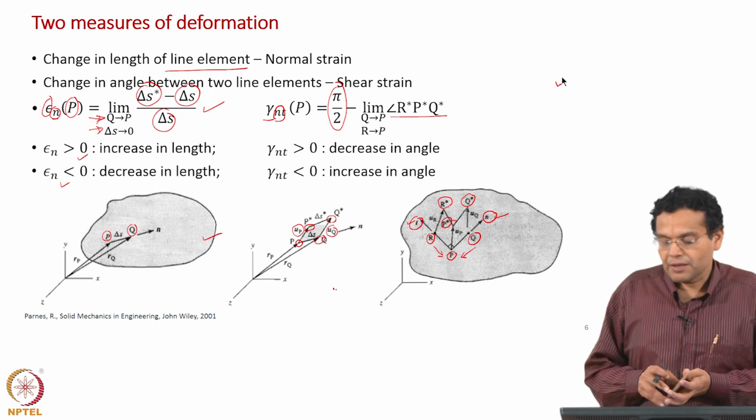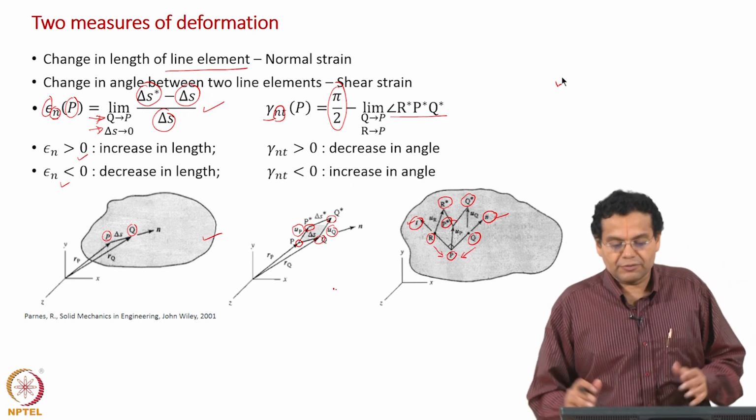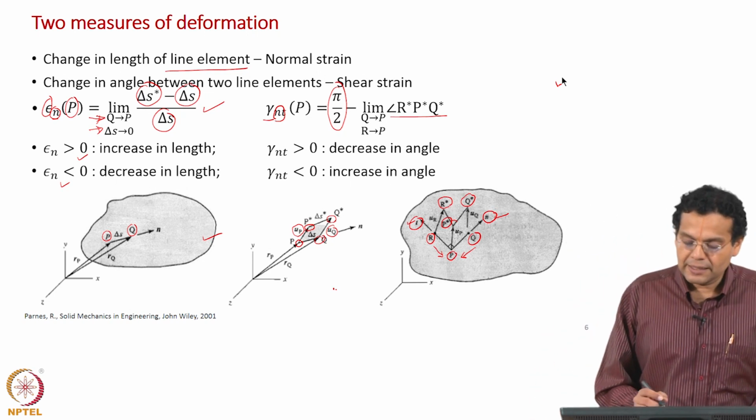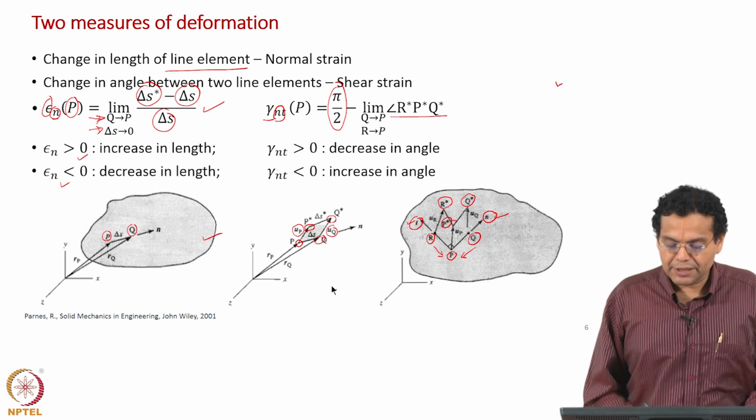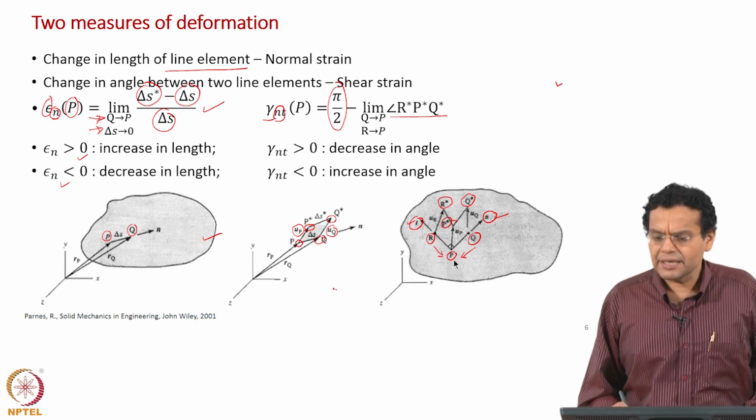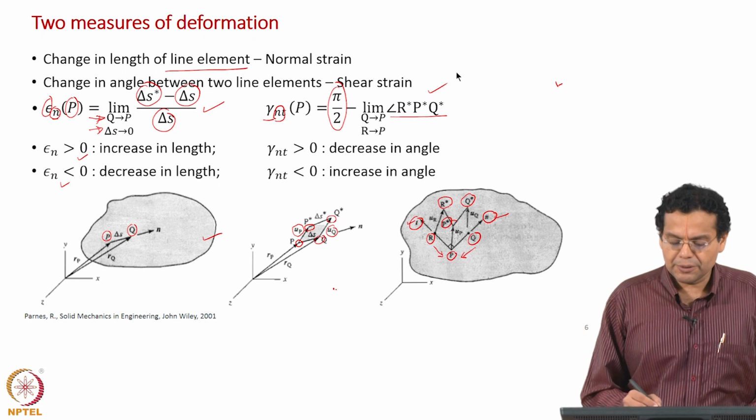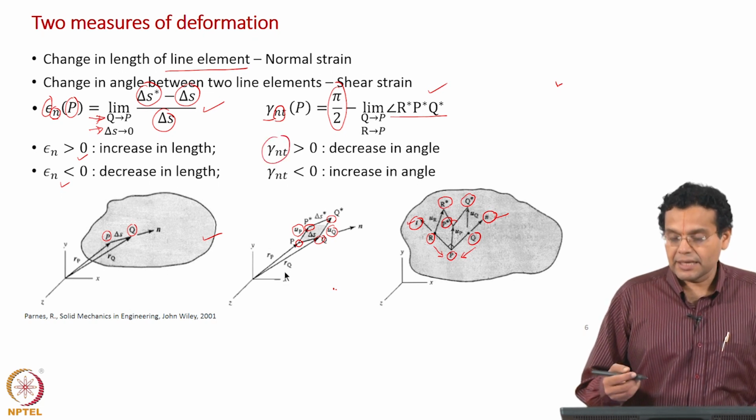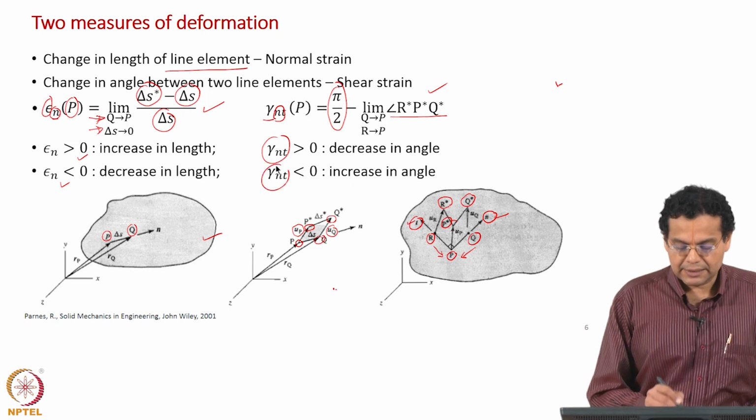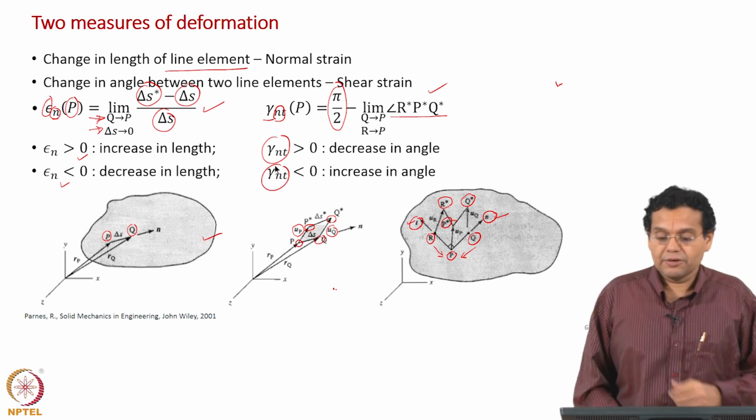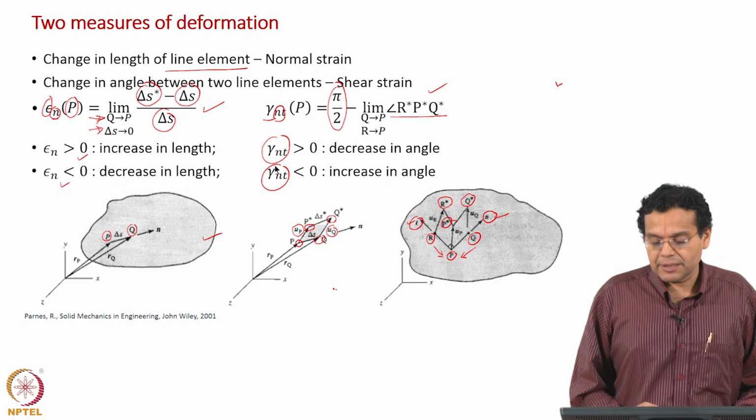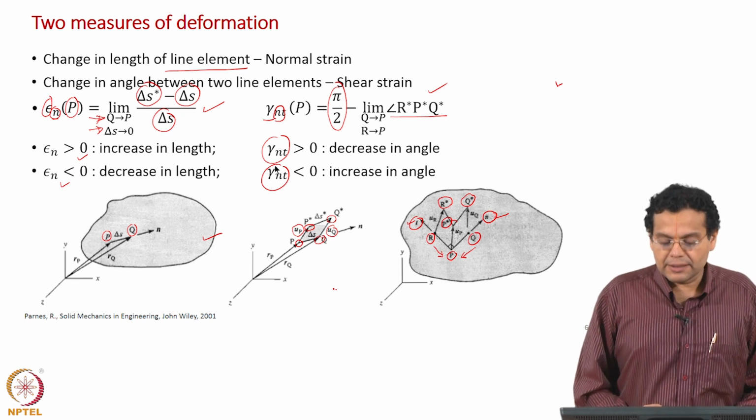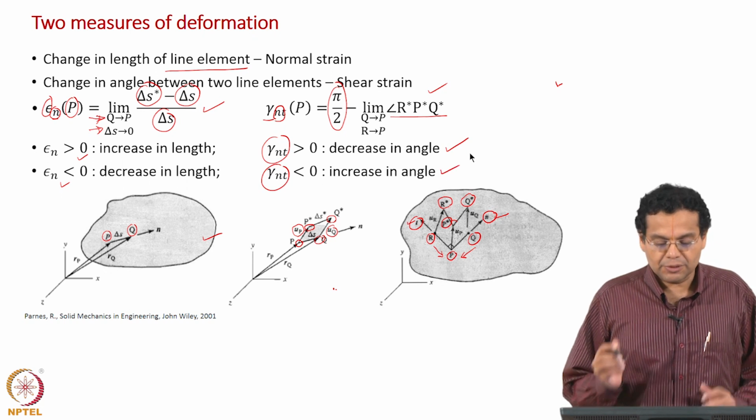That is why we want a definition of local normal strain and shear strain. Of course, in terms of magnitude, if this angle reduces, this angle becomes acute, then the shear strain is positive. If it increases, becomes obtuse, then the shear strain is negative. Okay. So this tells you decrease in angle, this tells you increase in angle.